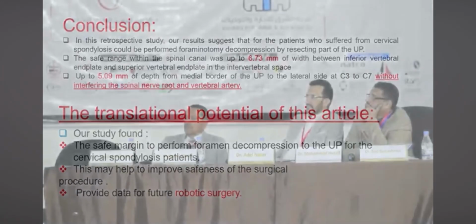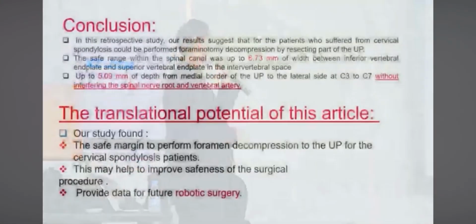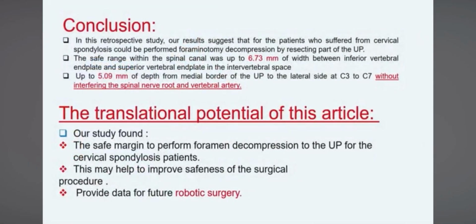The translation potential of our article: our study found the safe margin for performing foramen decompression at the uncinate process for cervical spondylosis patients. This may help improve the safety of the surgical procedure, and we also provide data for future robotic study.